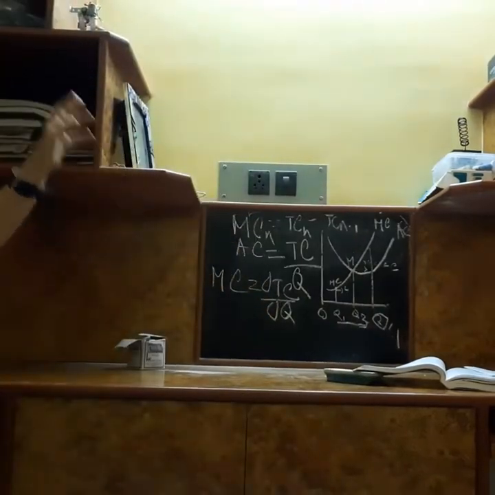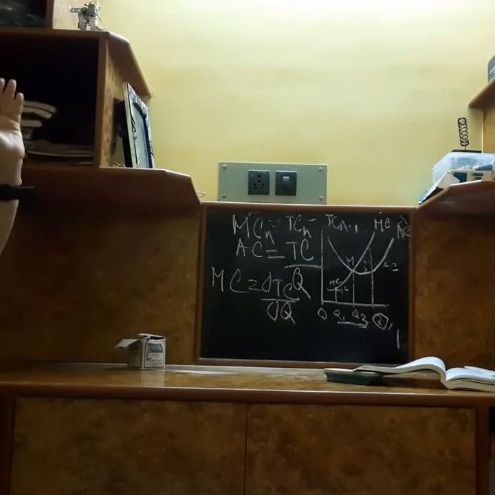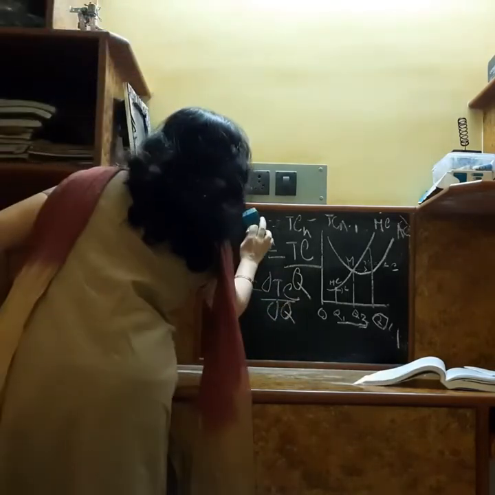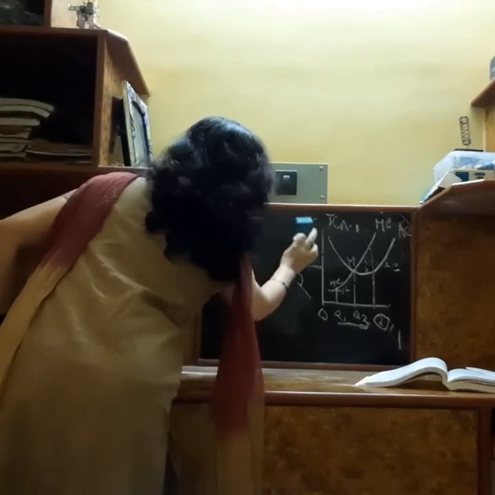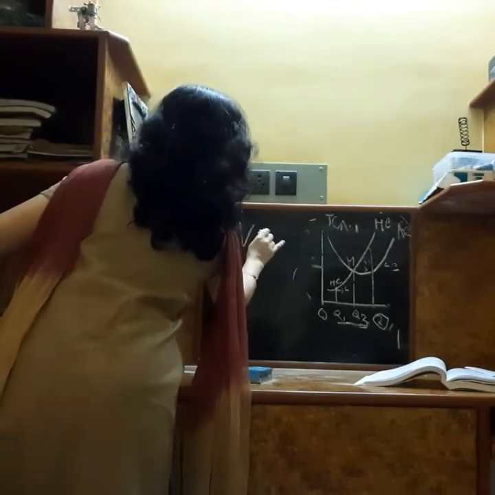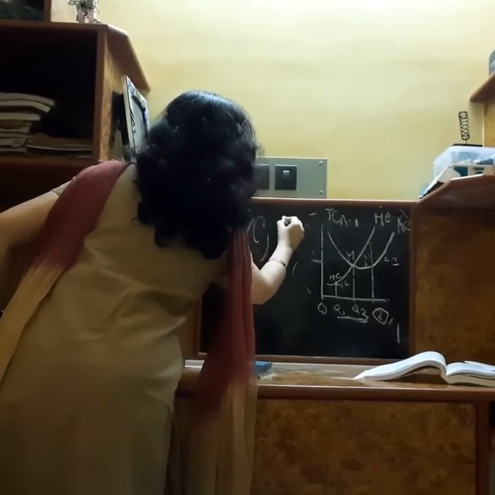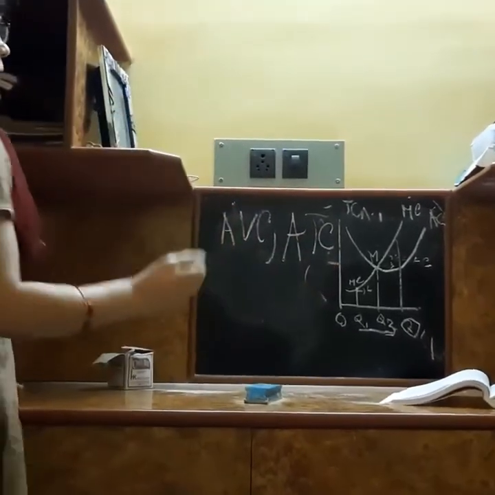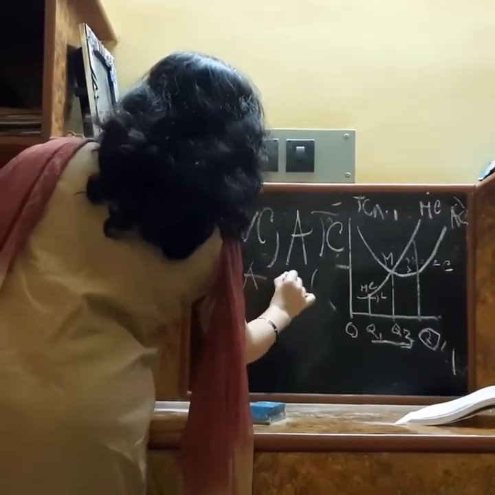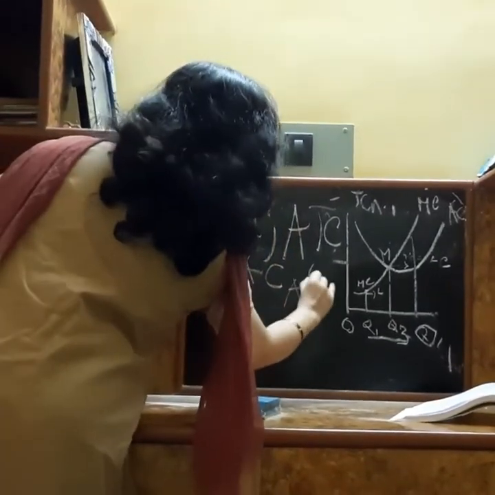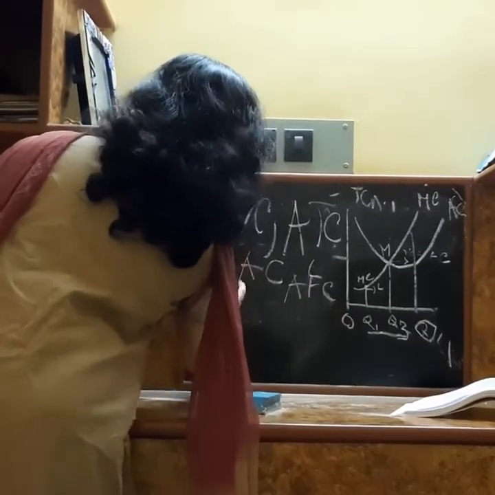Clear? So both AC and MC are U-shaped curves. Now another thing we should know, which we have not done in class 11, is the relationship between the AVC and ATC curve or the TC curve. We know that AC comprises two costs. What are those? AFC and AVC.